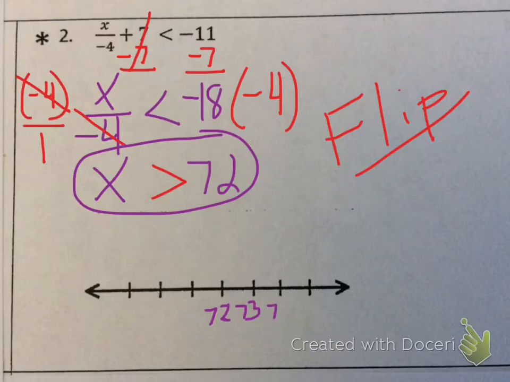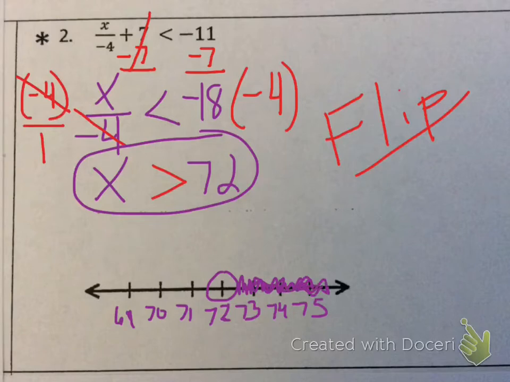On my number line, I have 72, 73, 74, 75, this would be 71, 70, and 69. We have an open circle there. It's greater than on 72, so all of the numbers that are greater than 72 is to the right.